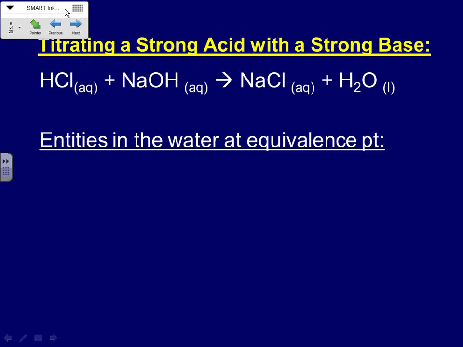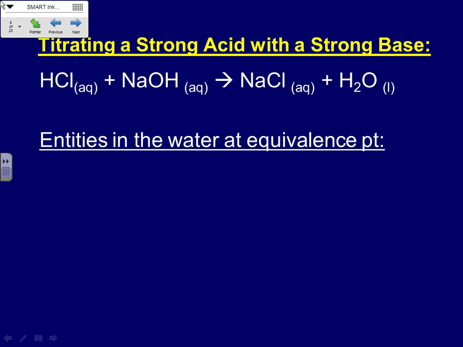So let's talk about a very simple example of titrating a strong acid with a strong base. I don't think we've done this one before as a titration, but we can make some sense out of it. We're going to have some hydrochloric acid and some sodium hydroxide reacting together to form some sodium chloride and some water.